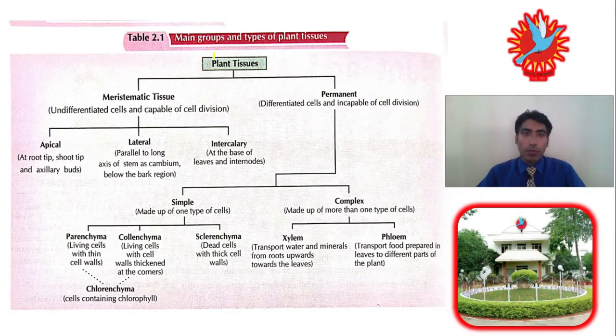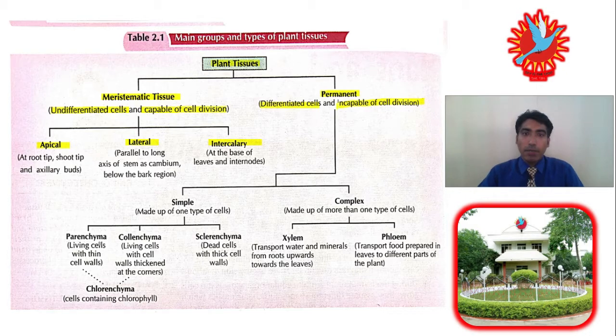So here is the table. Plant tissues primarily can be divided as meristematic tissue as well as permanent tissue. You already know that meristematic tissues are the group of undifferentiated and continuously dividing cells. On the other hand, permanent tissue contains only differentiated cells and the power of cell division is not present in them. They are incapable of cell division. Meristematic tissues are further categorized on the basis of their location as apical, lateral and intercalary. We will discuss in detail each kind of meristematic tissue.